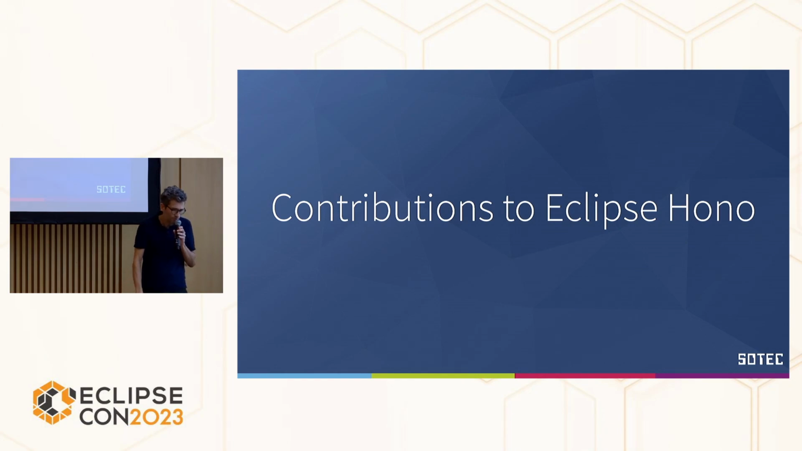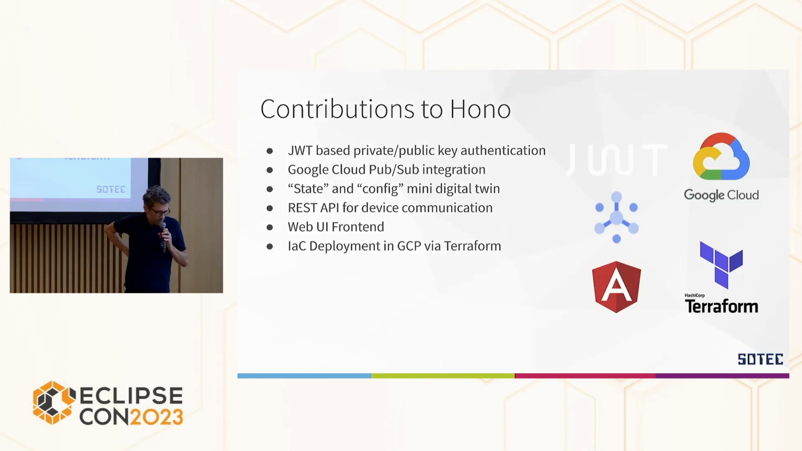This brings me to the contributions that we made during the last year. One of the specials of IoT Core was JWT-based private-public key authentication, which was sent with a connect in the password field of the MQTT client, or as a bearer token in the HTTP adapter. And we added this authentication method to Hono.